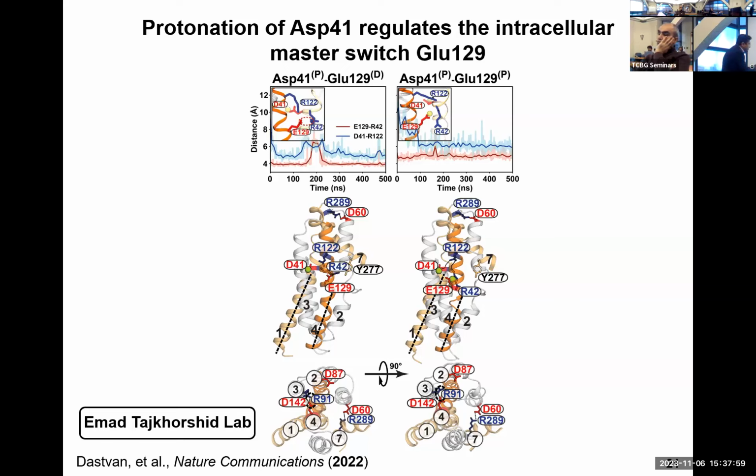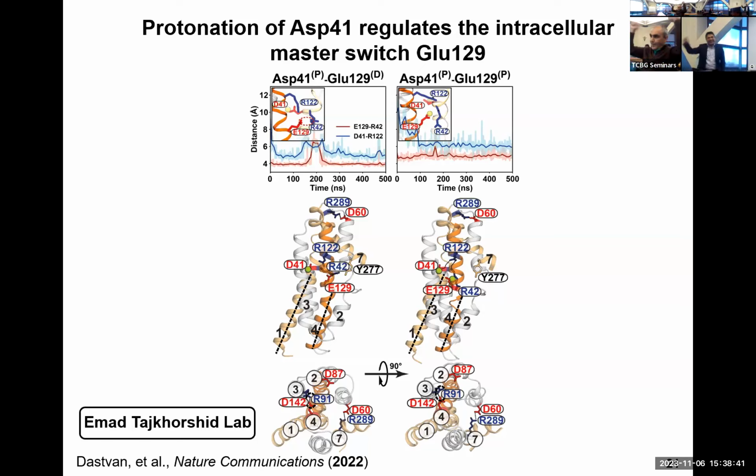The other thing we don't see is the formation of that charge relay network that we mentioned. Formation of that charge relay network between TM2, 3, and 4 is a prerequisite for the stabilization of the inward-facing conformation, the outward-facing conformation, the inward-closed conformation. The prediction is that if that's the case, we should not detect closing of the intracellular side as long as this aspartate 41 is protonated.